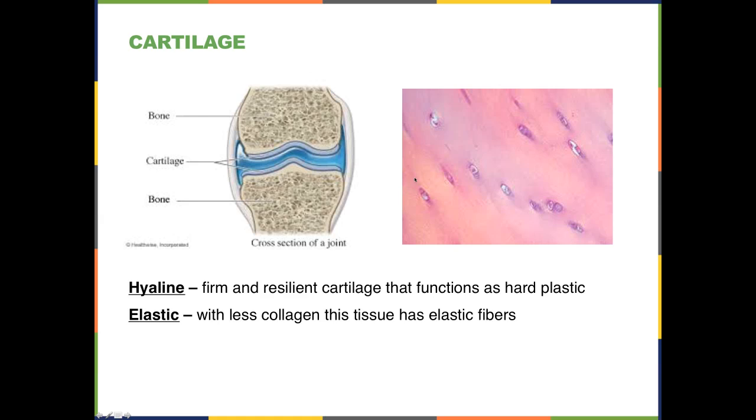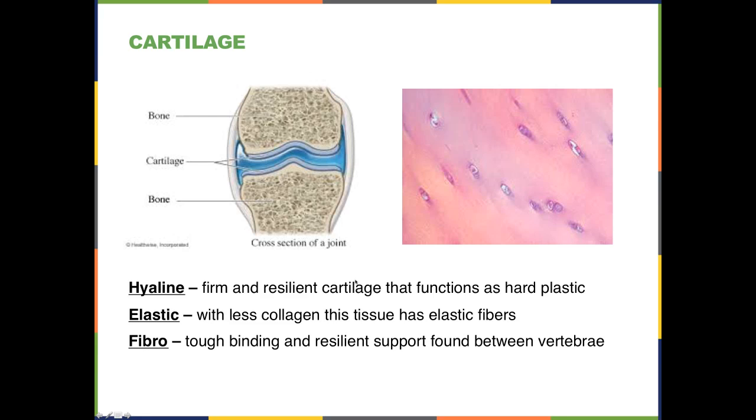There's also elastic cartilage, and elastic cartilage is different than hyaline cartilage in the fact that it has less collagen, and that collagen is replaced by something called elastic fibers that allow it to bend and stretch like a rubber band. Fibrocartilage is cartilage that has toughness to it, and it's supportive, and it is primarily found in the vertebral column between the vertebrae.